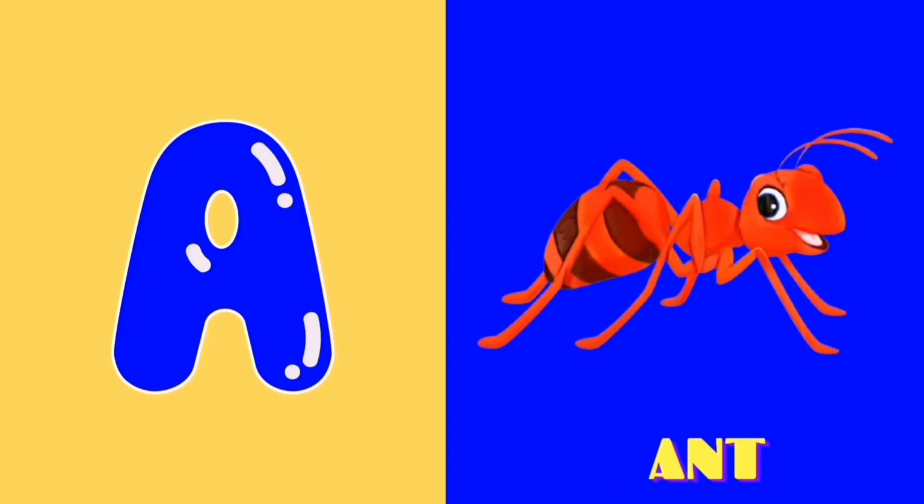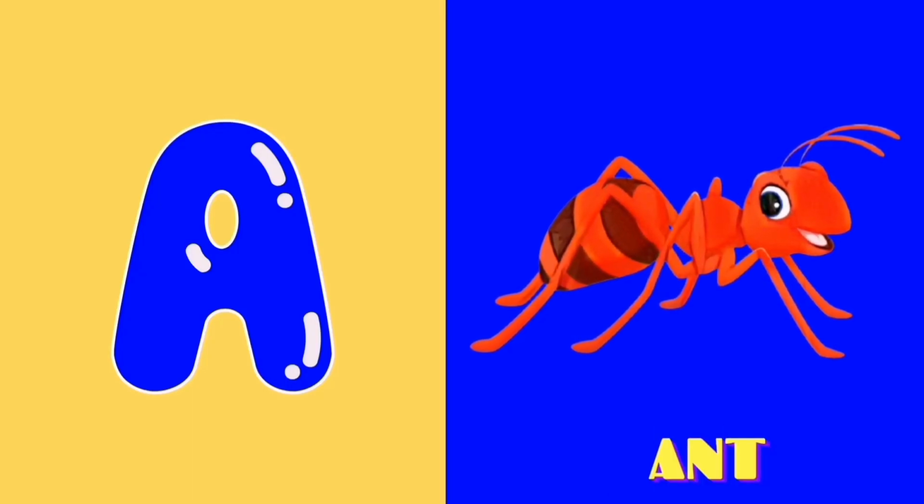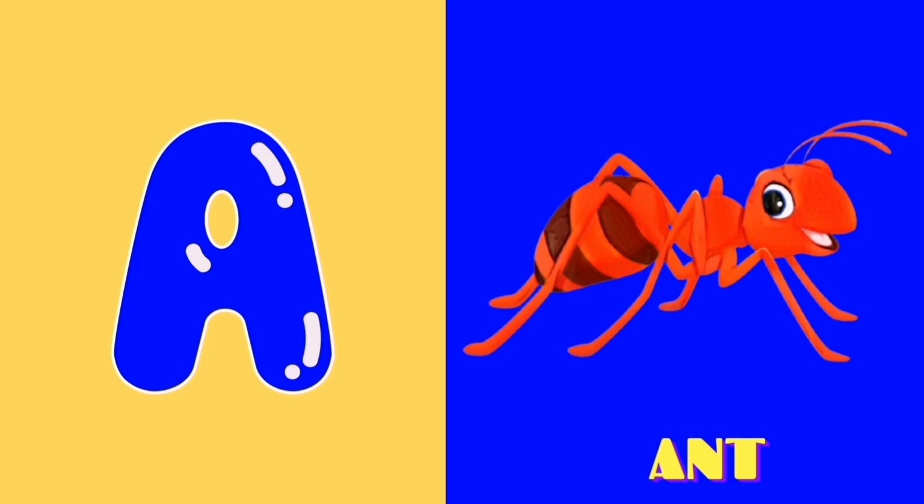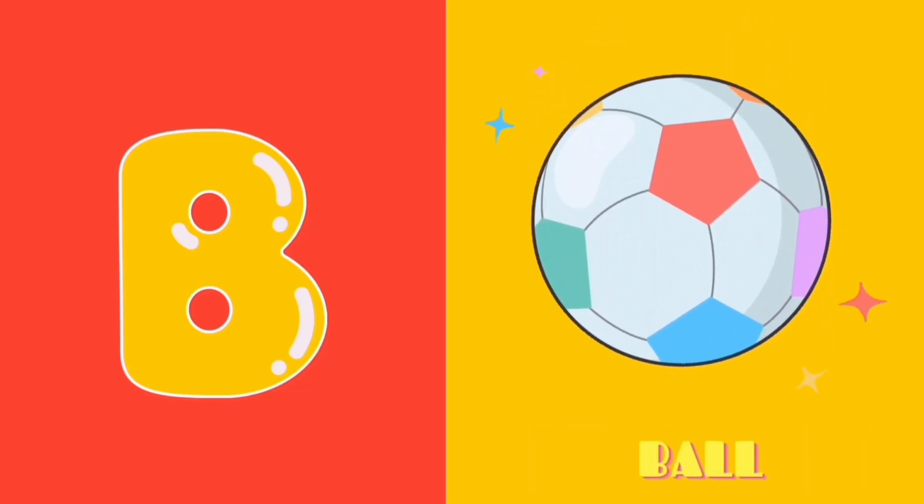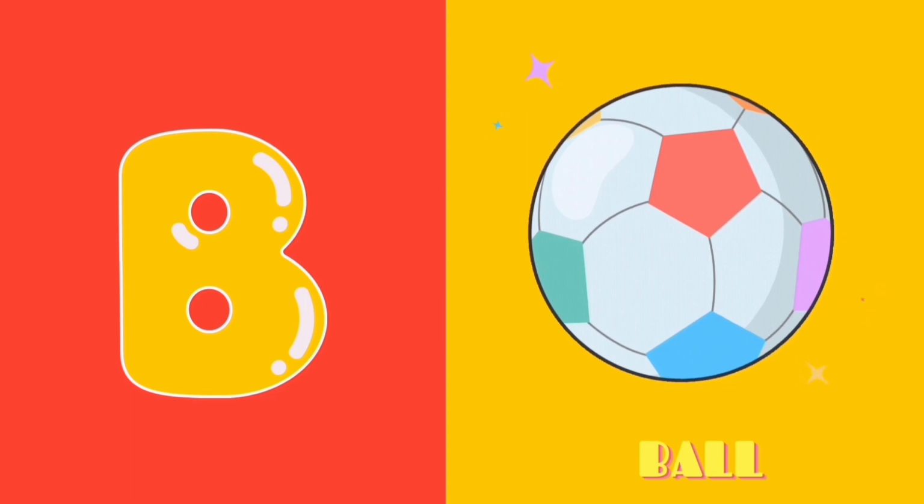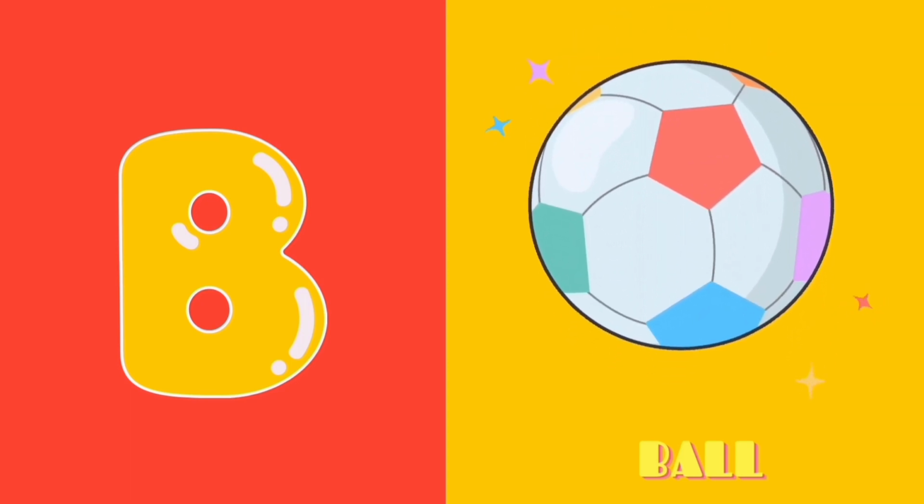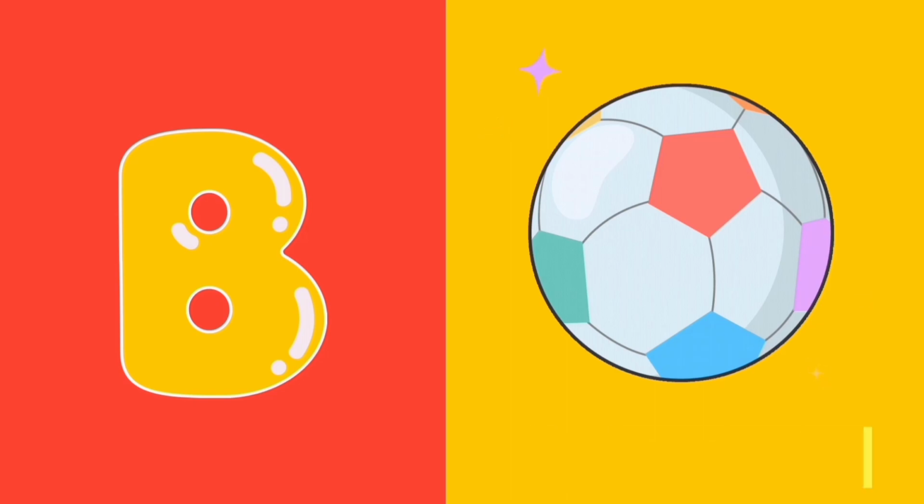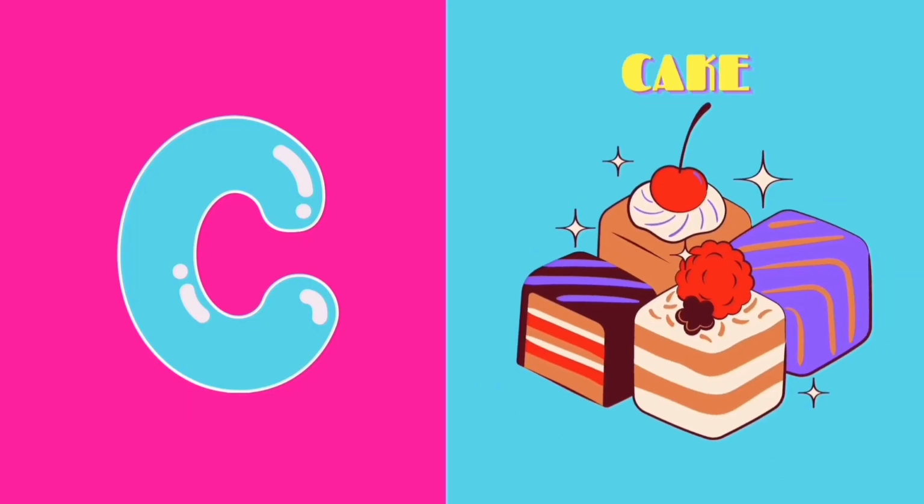A is for ant. B is for ball. C is for cake.